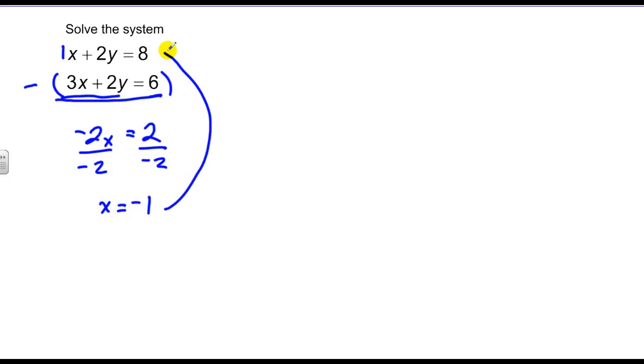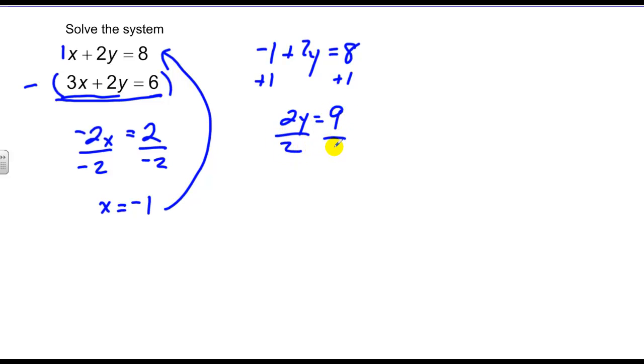Again, I'll have to substitute. Negative 1 plus 2y is equal to 8. Add 1 to both sides. 2y is equal to 9, and divide by 2. y is equal to 9 halves, so I have an ordered pair of negative 1 and 9 halves as my solution.